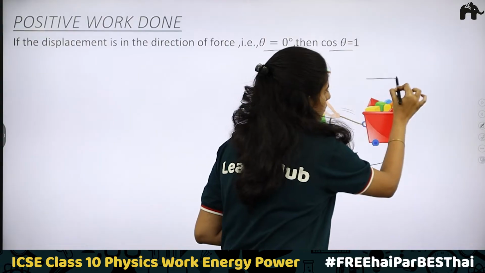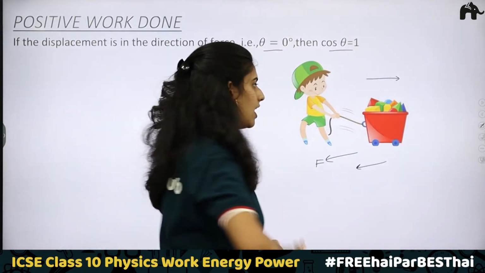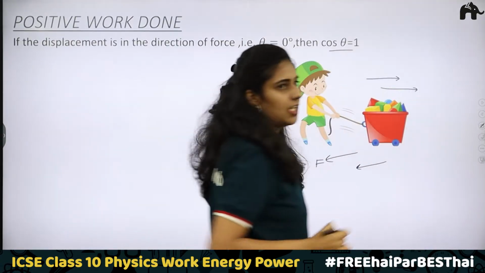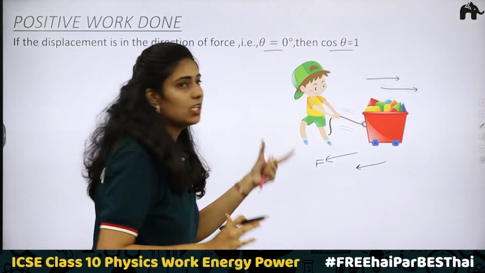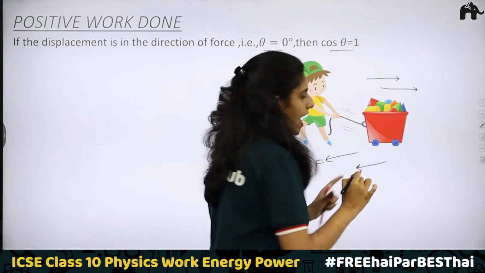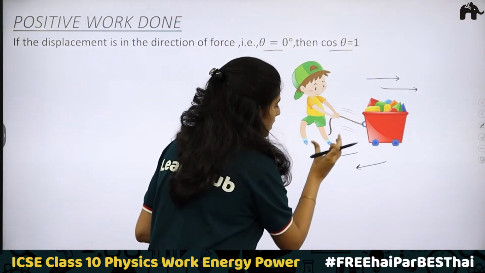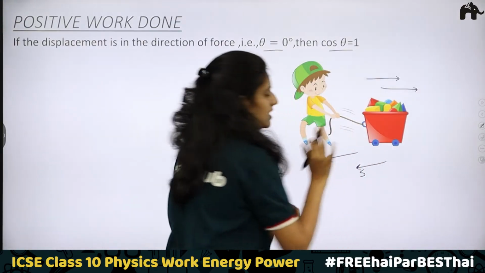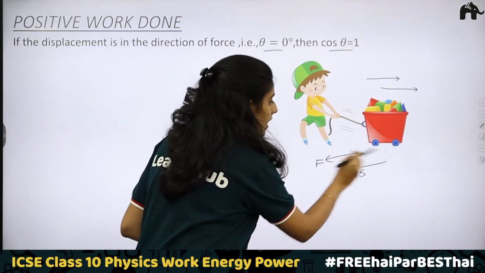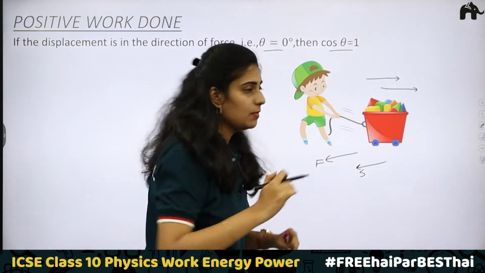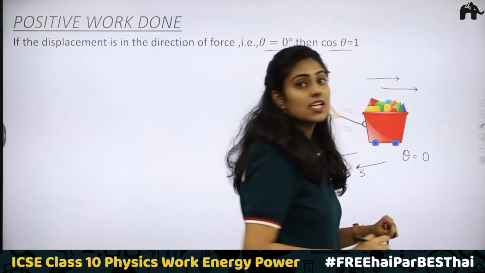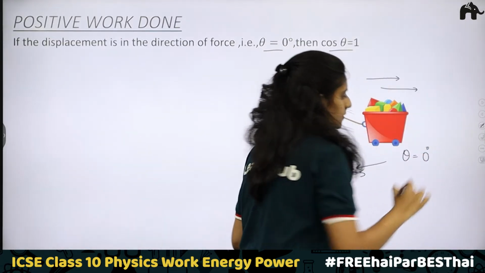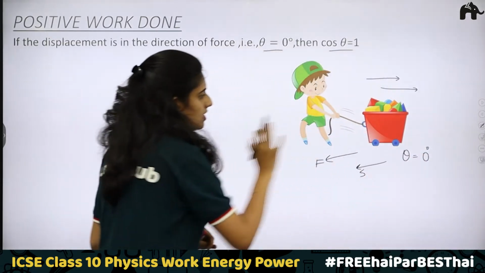Pushing. The direction of force applied will be in this direction and the displacement will also be in the same direction. So in this case, we say that work done will be positive. Here, what is the angle between them? The angle between the force applied and the displacement. They are parallel to each other, right? They are in the same direction, which means angle theta will be equal to 0 degrees.